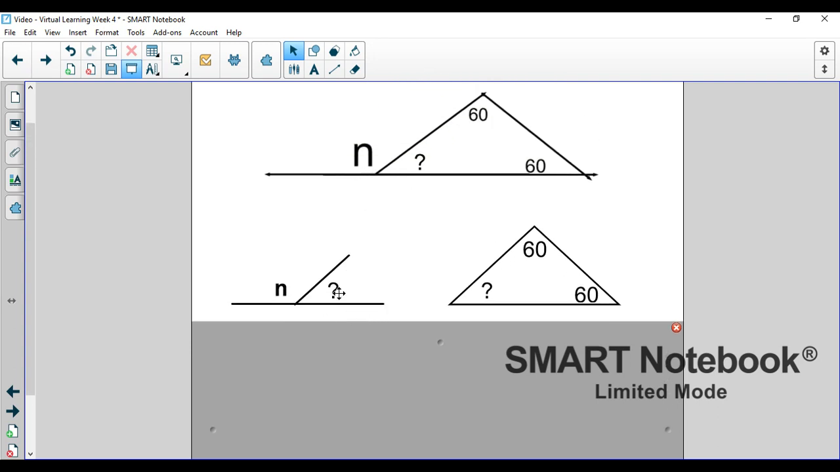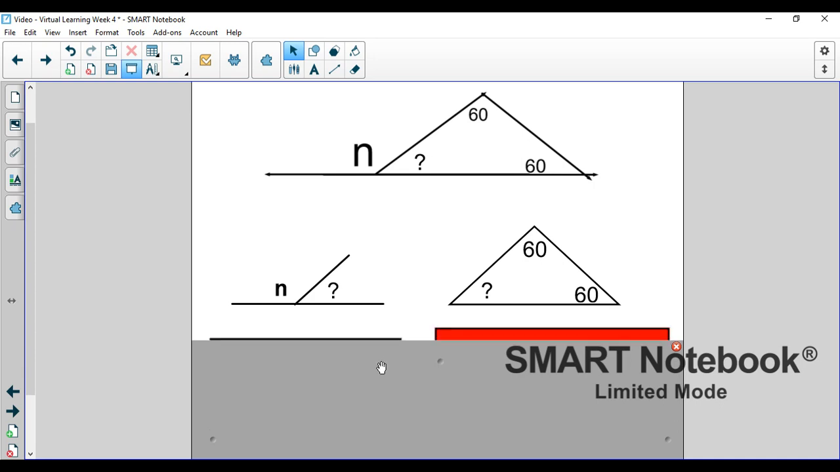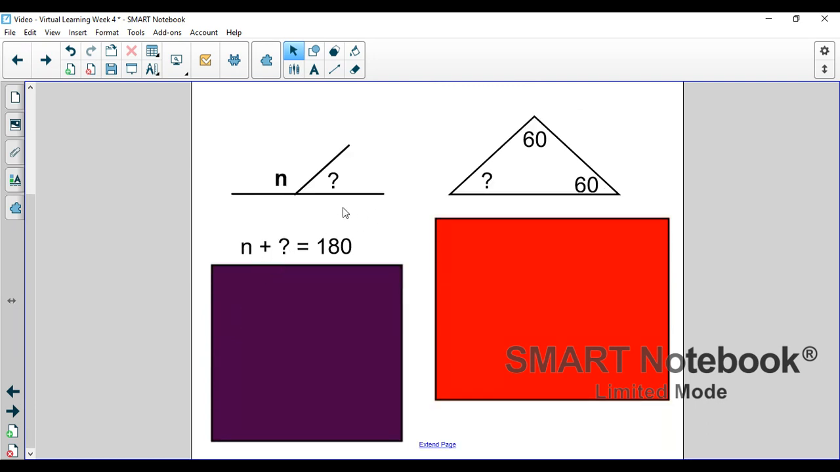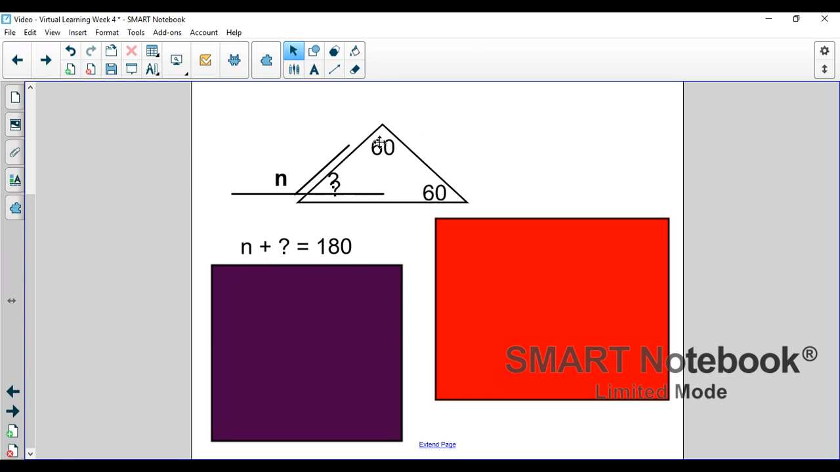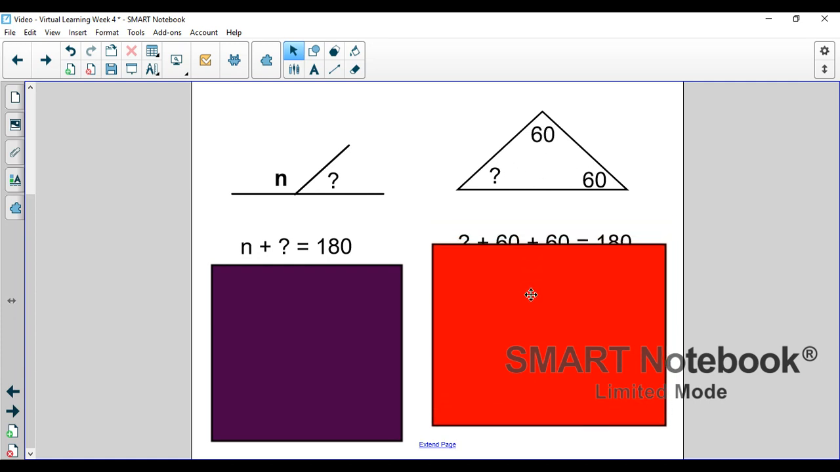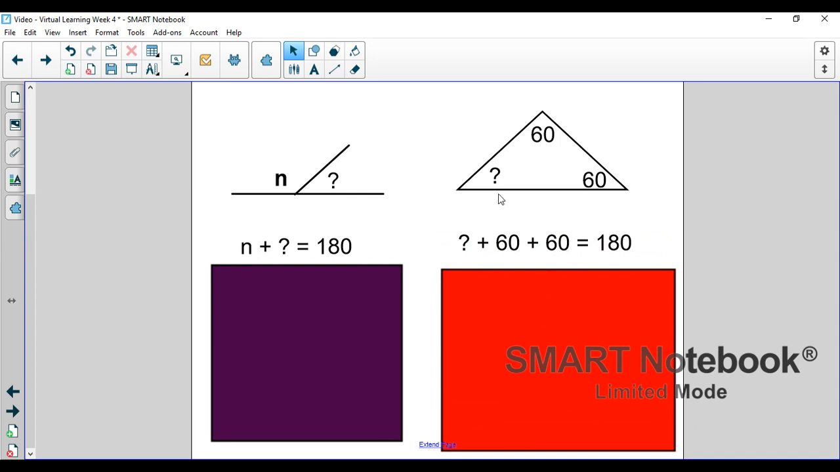I know n plus something make a straight line, supplementary, 180 degrees. But the issue there is I'm not going to be able to solve for two variables at one time. So I know that n plus something is a 180 degree straight line. Well, I also know that that same question mark is a part of a triangle. So when I broke that triangle apart, I know that these three angles make the interior angles of a triangle, which also equal 180 degrees.